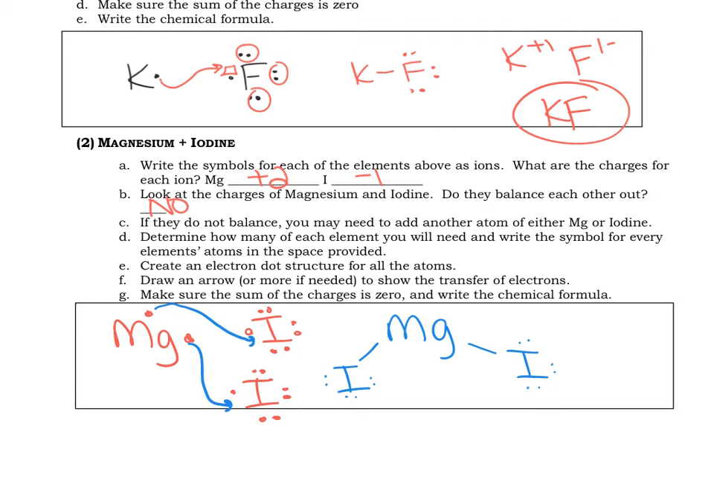And then I'm going to double check my charges. I have Mg2+, I have iodine 1- and iodine 1-. Hey, guess what? Those cancel. So my final chemical formula will just be MgI2.